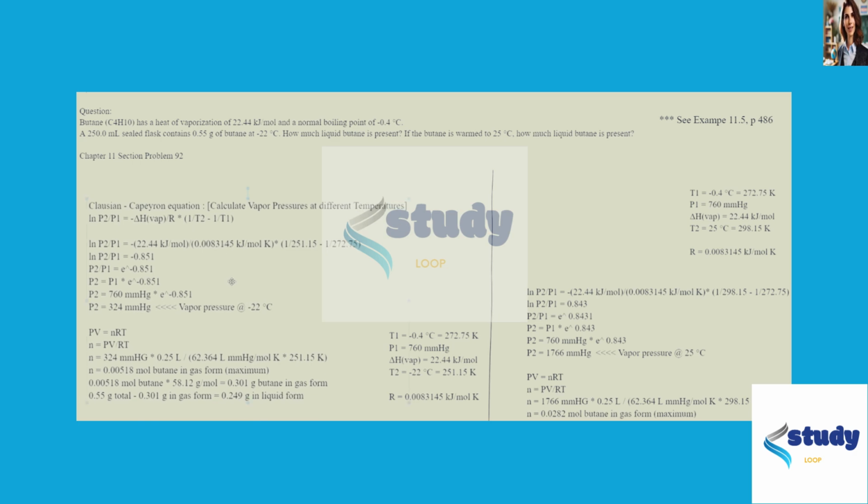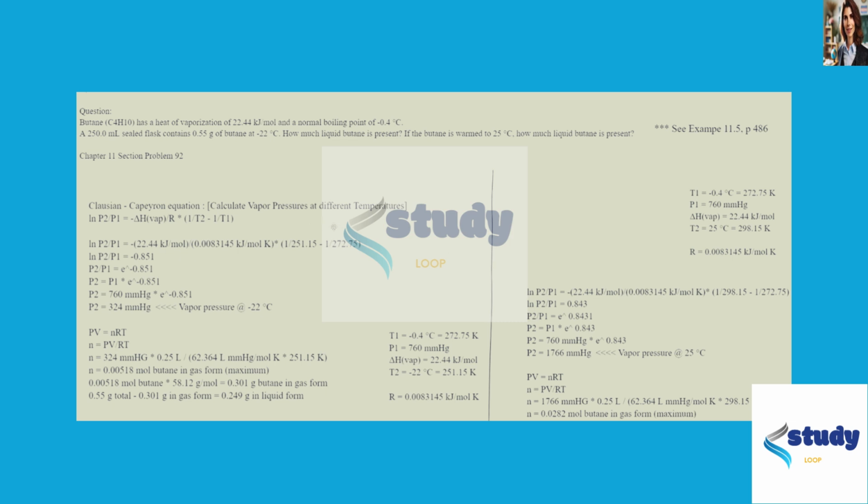So what we have to use here is the Clausius-Clapeyron equation. And I will point out that there's a really great example and set of calculations that are really similar to this problem on page 486 of the textbook. It's example 11.5. So you could see that practice problem for a similar walkthrough. Nevertheless, here we go. The form of the equation that we need is the natural log of P2 over P1 is equal to minus delta H vap over R times 1 over T2 minus 1 over T1.